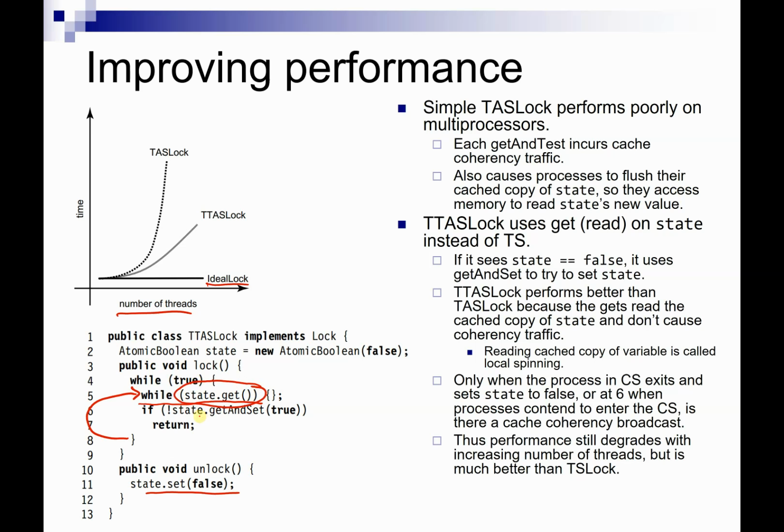And plus, when state becomes false, we're all going to compete to try to set state to be true. That also causes a conflict, and it causes many messages to be sent on the communication substrate. So the performance is still going to degrade with the number of threads.